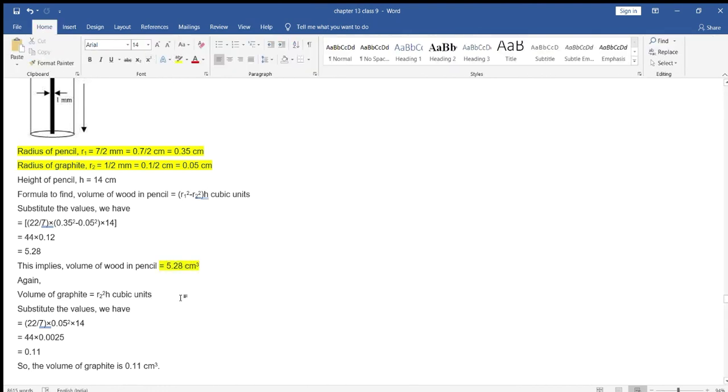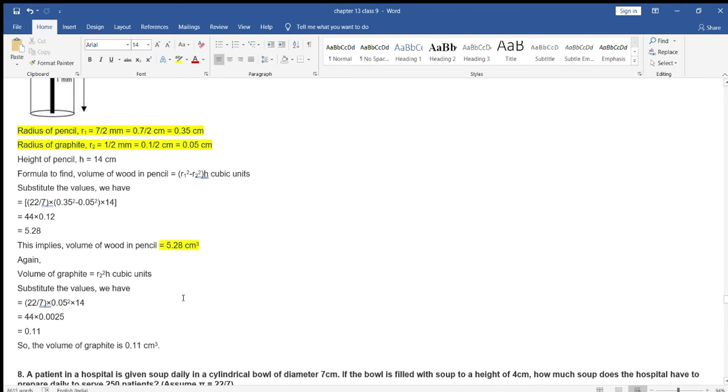Now we have to find out the volume of the graphite. So this we can find it out. Graphite का आपको radius पता है, graphite की आपको height पता है. So putting the values in the formula, you can find it out. Here we are having pi also, that is 22/7 also we are having here.